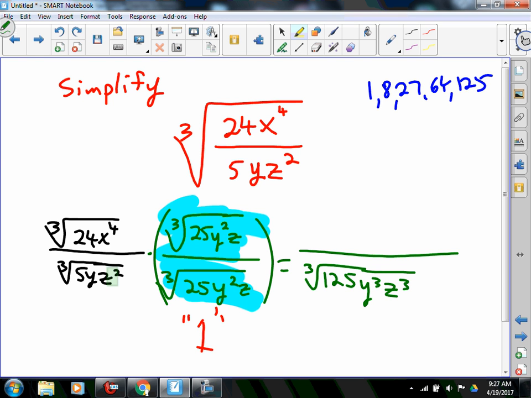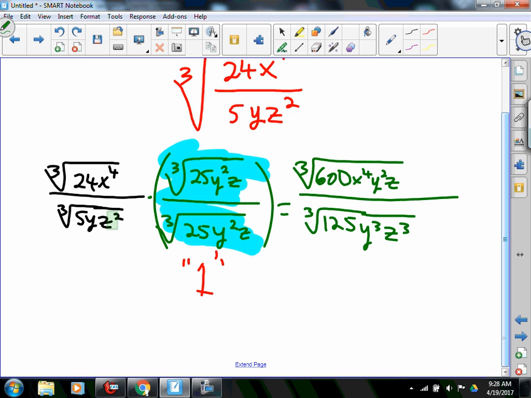Wow. 25 times 24, ain't nobody got time for that. Nobody. I think it's 600. 25 times 25 is 625. Yeah, it's 600. So I'm going to get a third root of 600x to the 4th y squared z. Okay, still not done. I told you this one's bad. This is the worst of them.